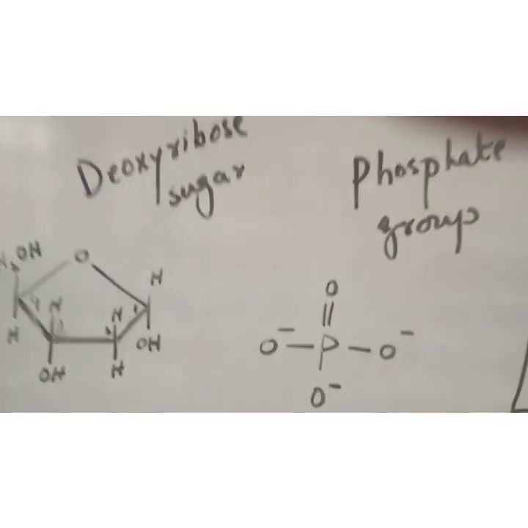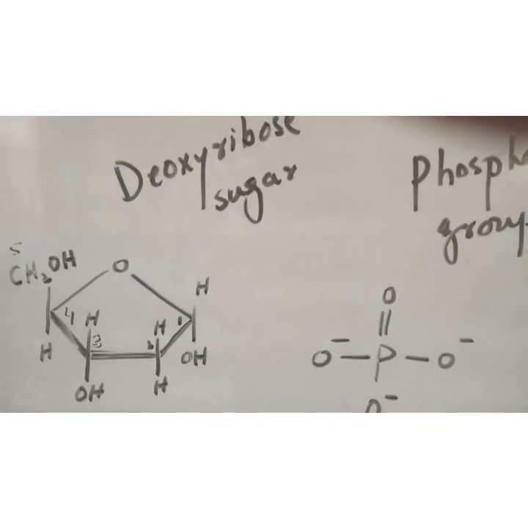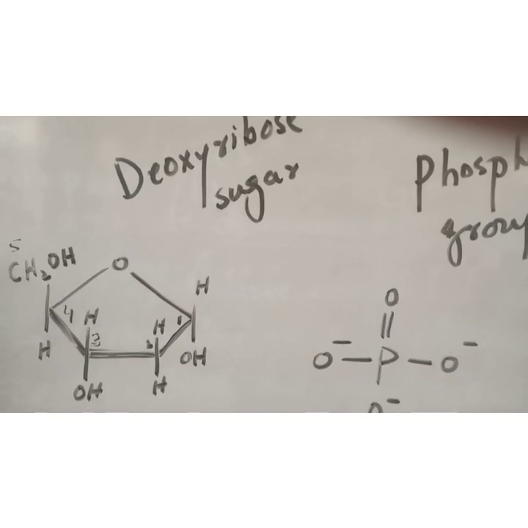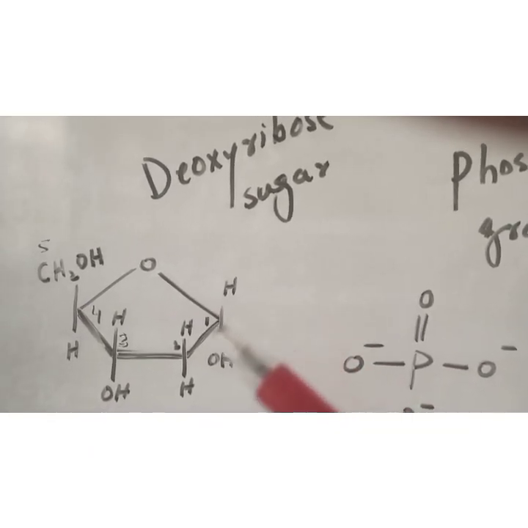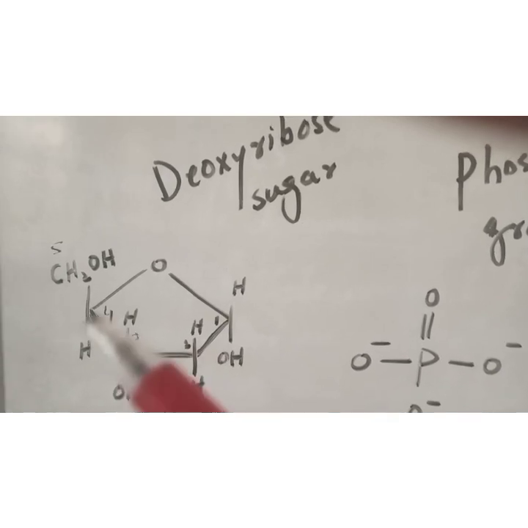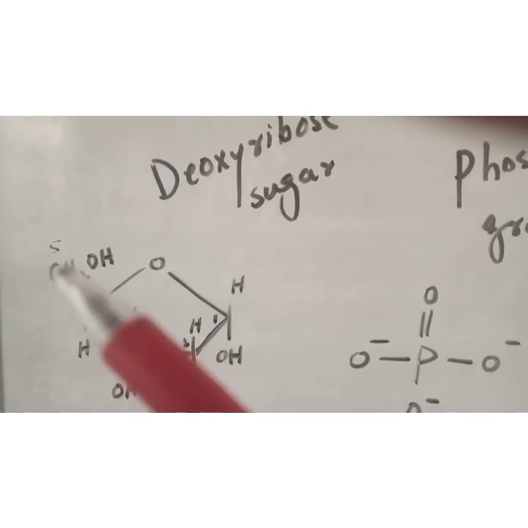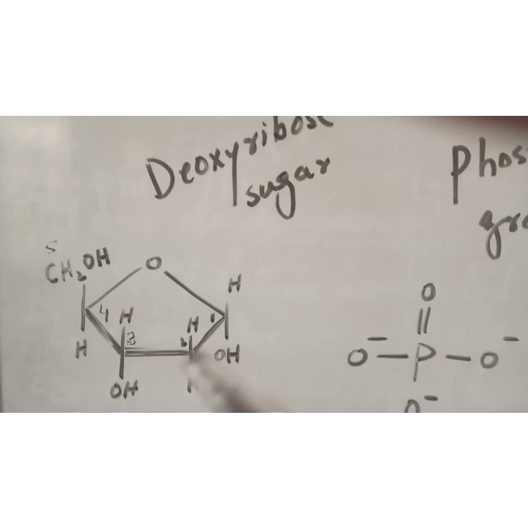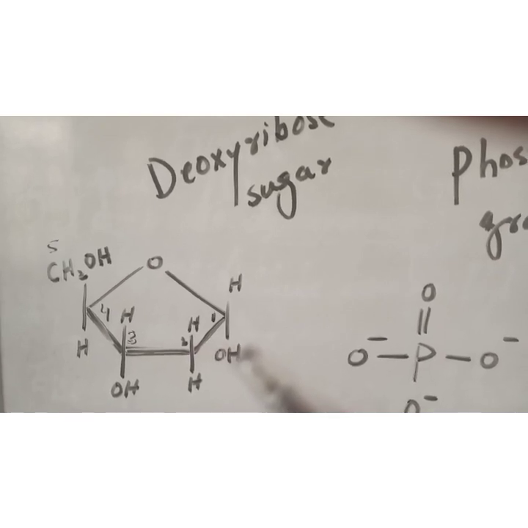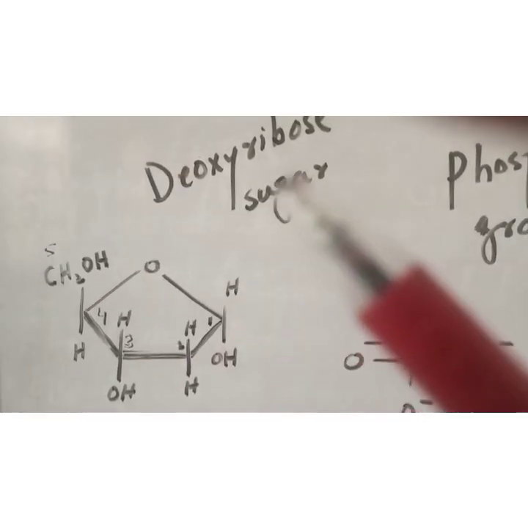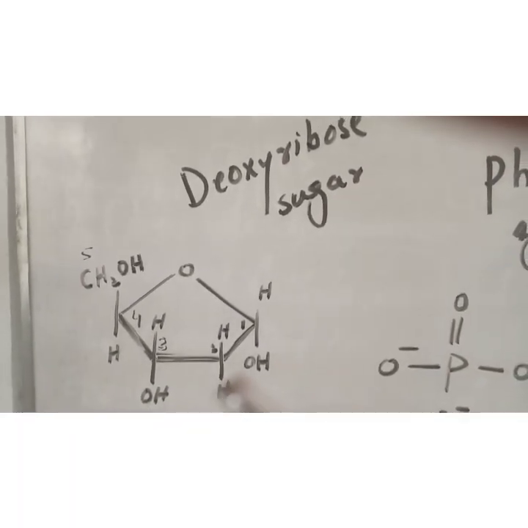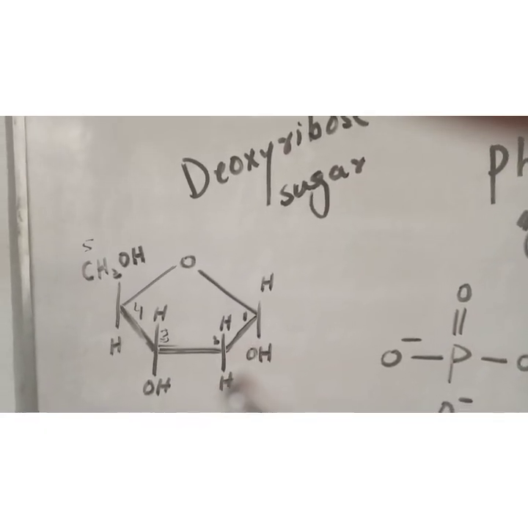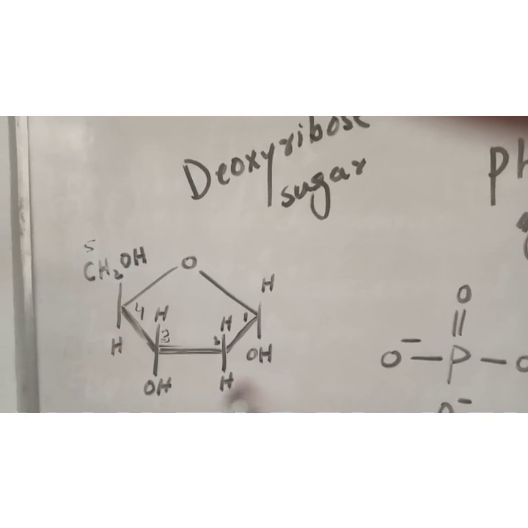Deoxyribose sugar is also known as pentose sugar, having 5 carbons: 1, 2, 3, 4 and 5. It is known as deoxyribose because at carbon number 2, one oxygen is missing.